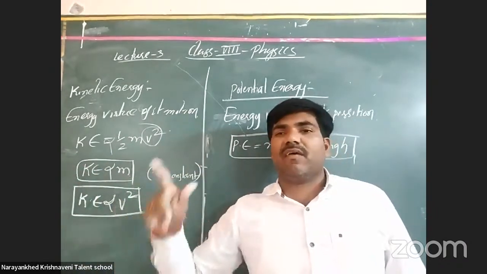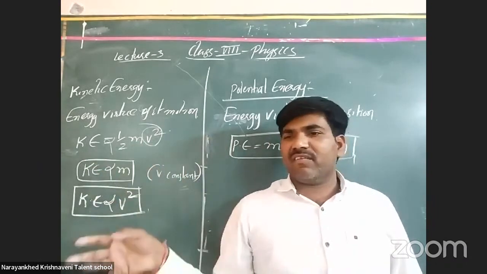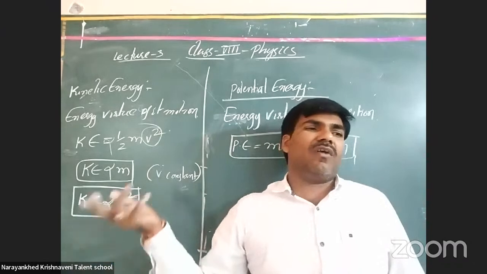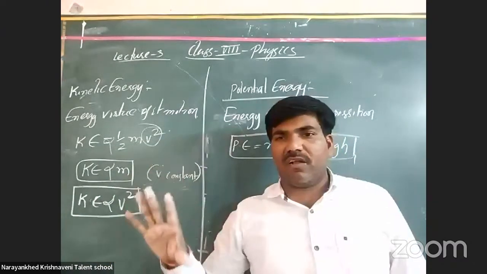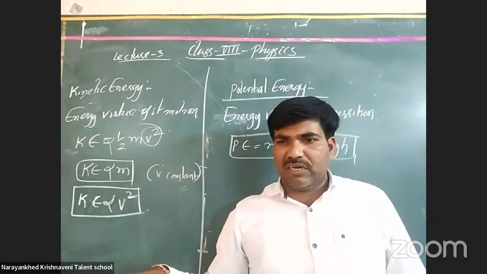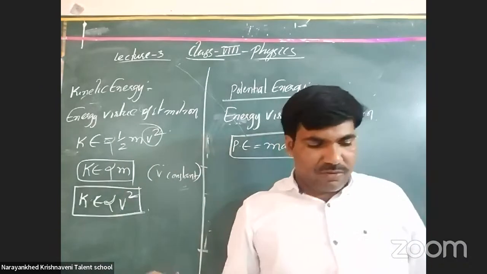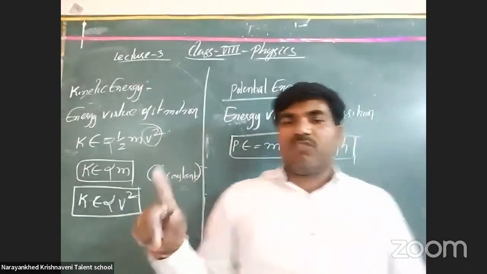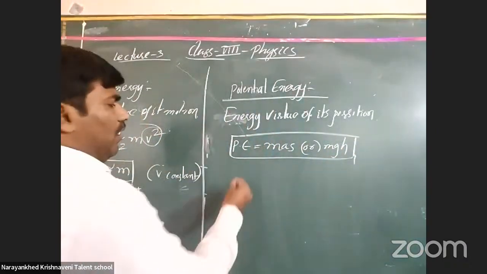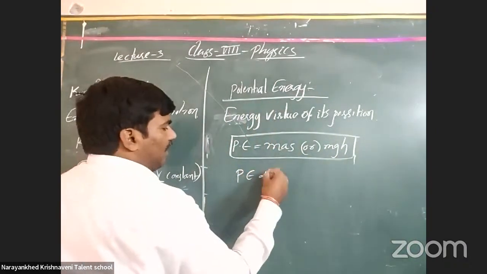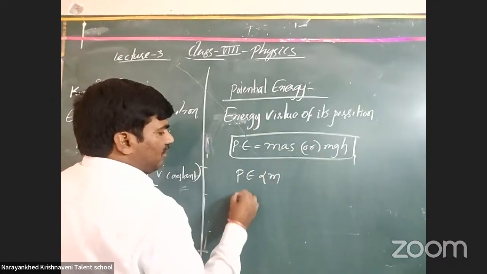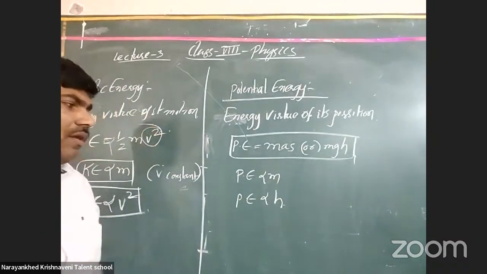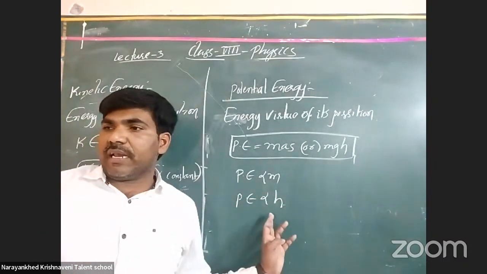Up to that, the height is the same and acceleration due to gravity is the same, but when the mass is different, automatically the potential energy also changes. Got it or not? It is directly proportional to the mass, and potential energy is directly proportional to the height also. Clear or not?